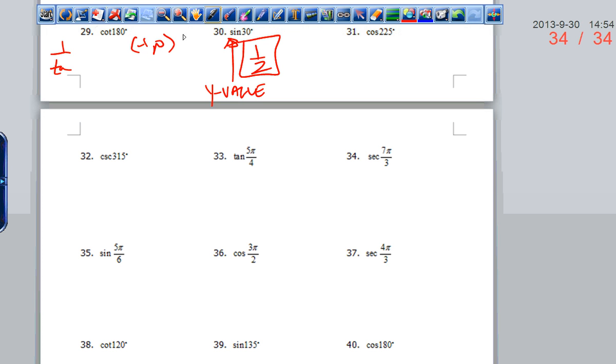Negative 1, 0. Okay. So tangent is y over x, sine over cosine. So cotangent is going to be x over y. So negative 1 over 0. Can I divide by 0? No. So my answer is undefined. So tangent would be 0. Anytime tangent is 0, cotangent is going to be undefined.